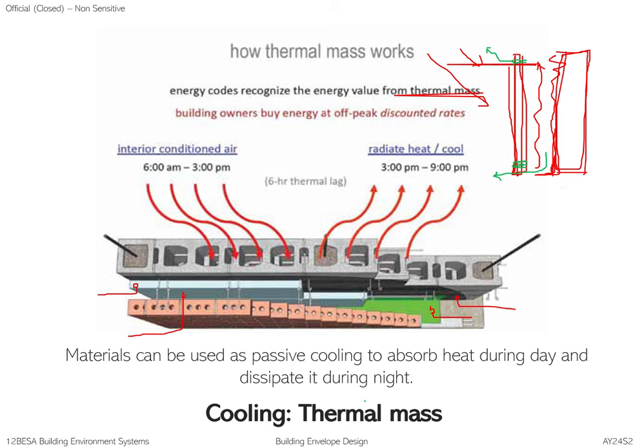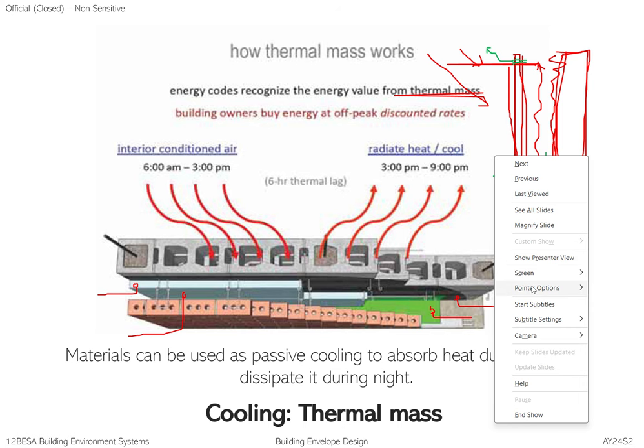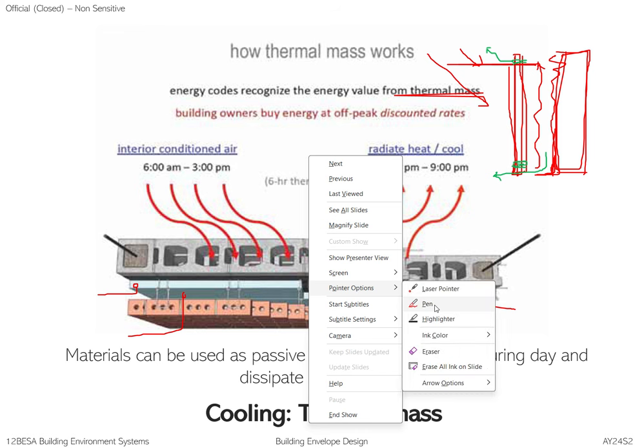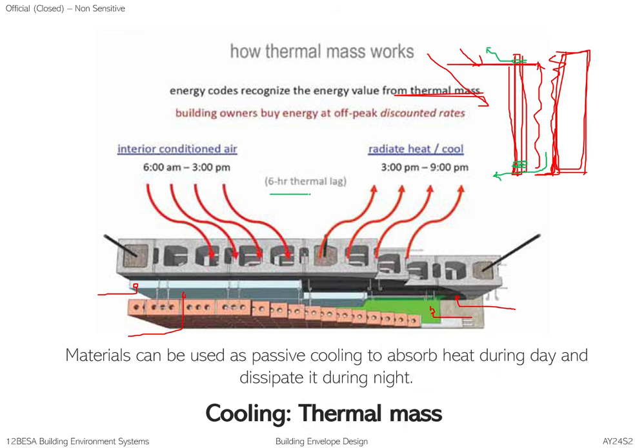So yeah, rewind a bit. In this instance, how thermal mass is used is that, for example, between 6 a.m. and 3 p.m., the user is using aircon. Sorry, pointer options, I'm using a pen. All right, so 6 hour thermal lag. Between 6 a.m. to 3 p.m., using air condition, the cold air, the heat actually is getting collected on the outside.